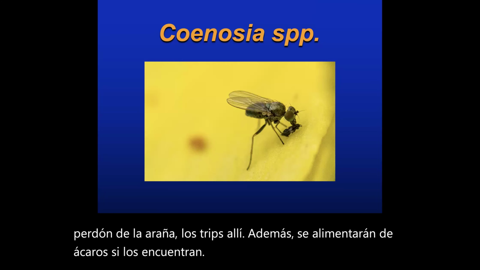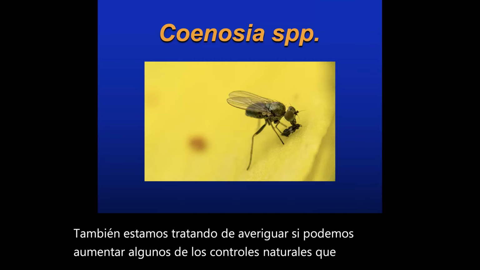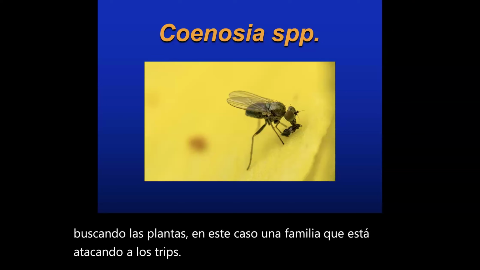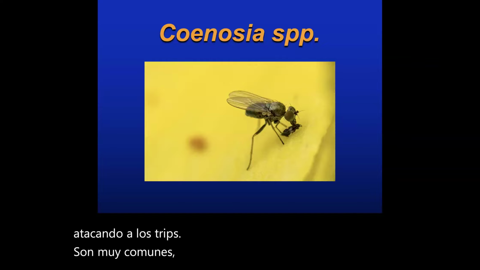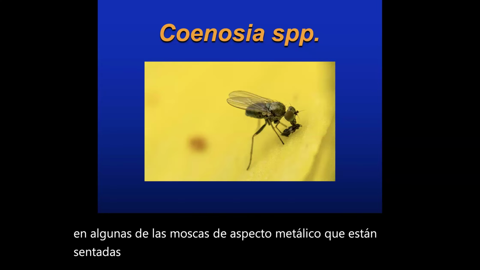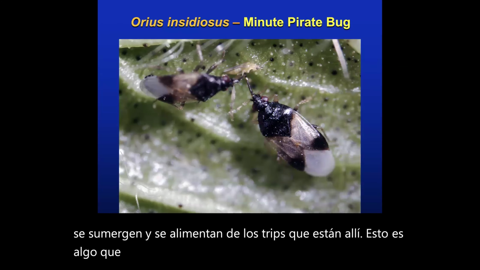We also are trying to figure out whether we can augment some of the natural controls that are already out there searching the plants. In this case, a fly that's attacking thrips. They're very common. You'll see these in the long-legged flies and some of the metallic-looking flies that are sitting on the edge of a blossom and diving in and feeding on the thrips that are there. This is just something that we're interested in. We haven't gotten very far.